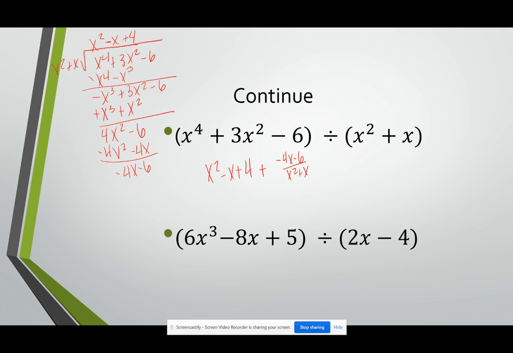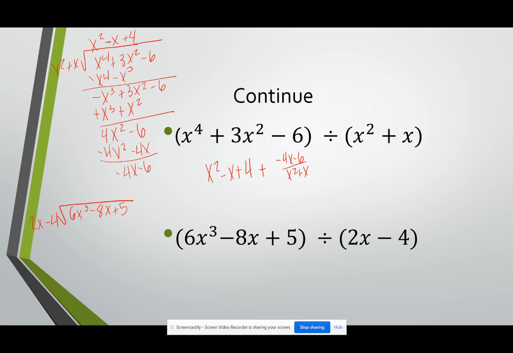Finally, the last one on here, we'll do the square root of 6x to the third minus 8x plus 5. And I'm saying the square root, just ignore me when I say that. I just mean the division symbol. They look exactly the same. We're not square rooting anything. That was a mistake that I said that.